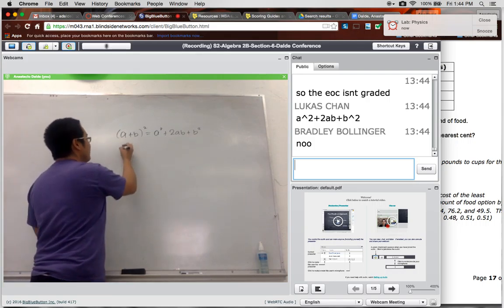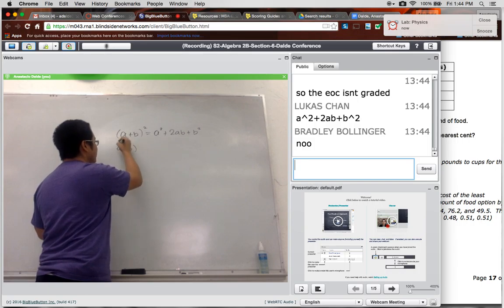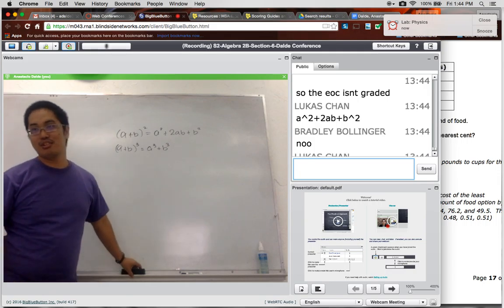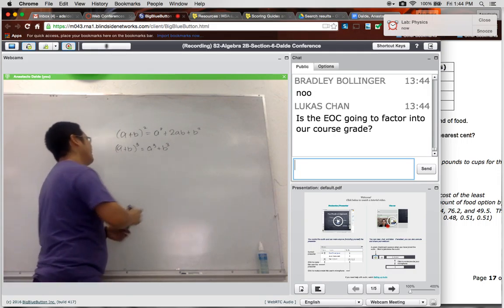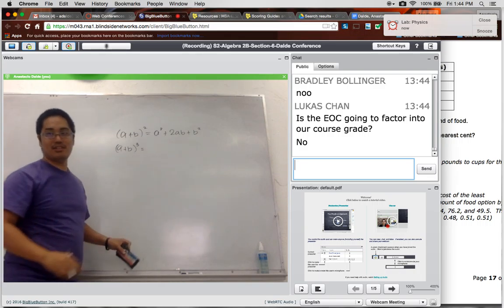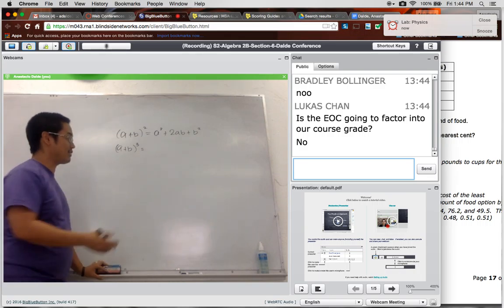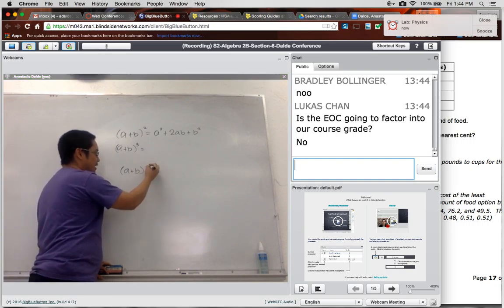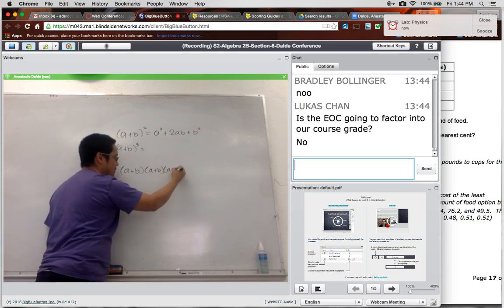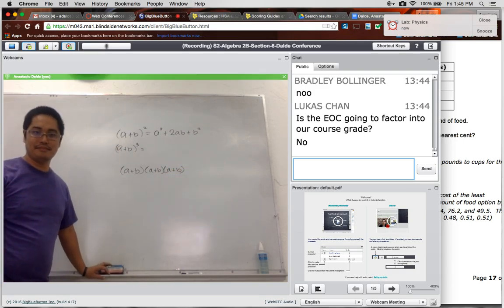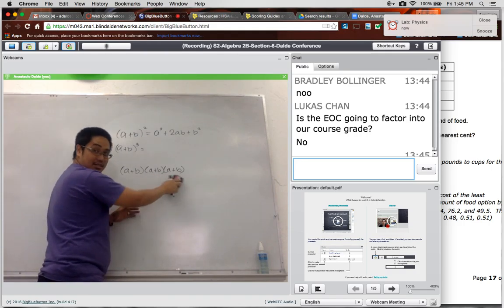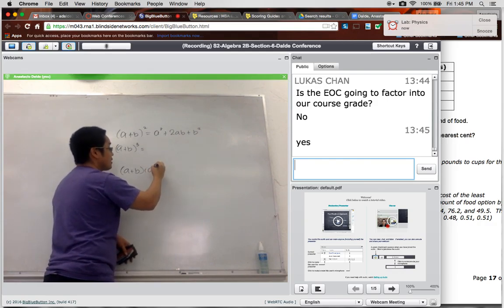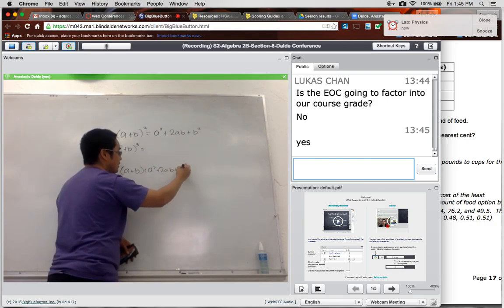Check this out. (a plus b) cubed is equal to a cubed plus b cubed. Everyone agree? No, of course not. What do you do? Well, I'll be honest with you, it's really ugly math, but let's do it anyway. It's (a plus b) times (a plus b) times (a plus b). Agreed? And we already know what this part is, right? This part is a squared plus 2ab plus b squared.